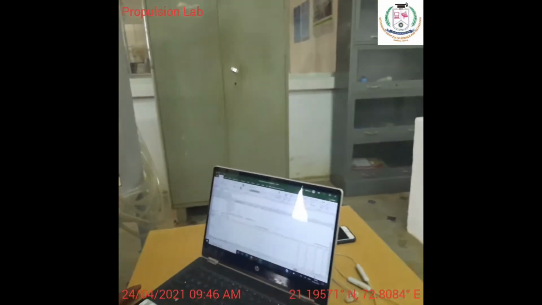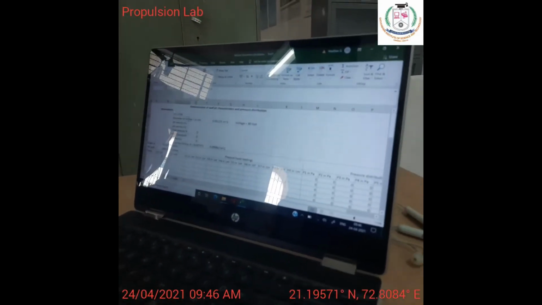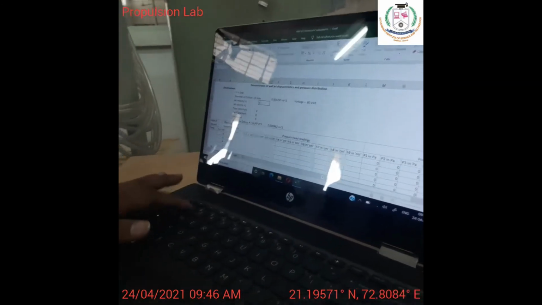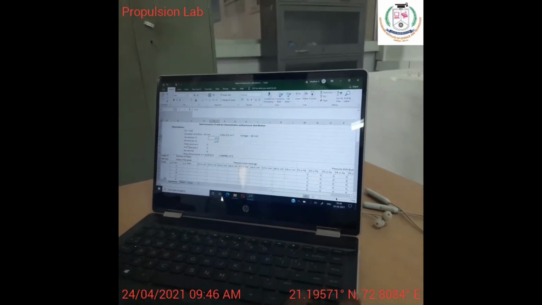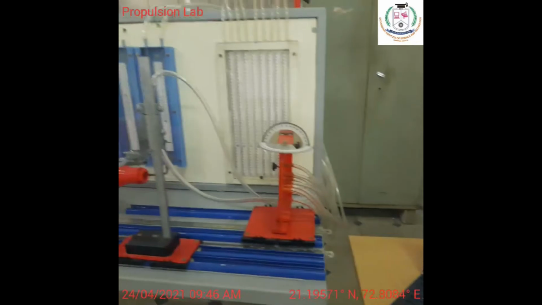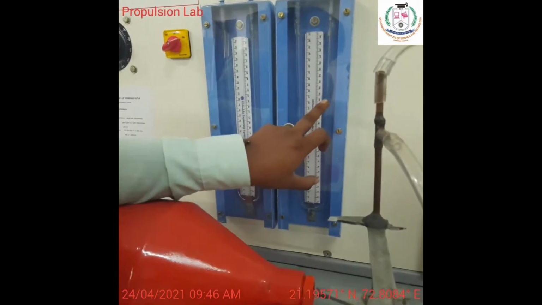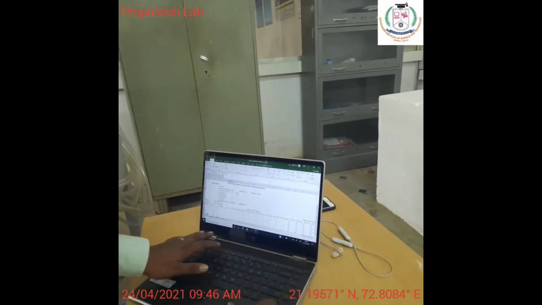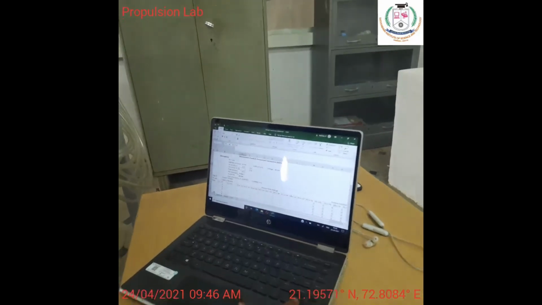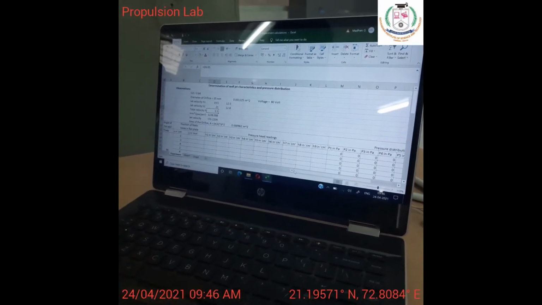Here we have the jet velocity calculation with H1 and H2. I entered the values 12.5 and 12.8 as the H1 and H2 readings of this manometer. We have to enter the jet velocity reading also, and that reading has been obtained here. This value is about 19.5 and this value is about 21. So 19.5 and 21 are the values used for the jet velocity. While I am entering the values, the jet velocity is calculated automatically.